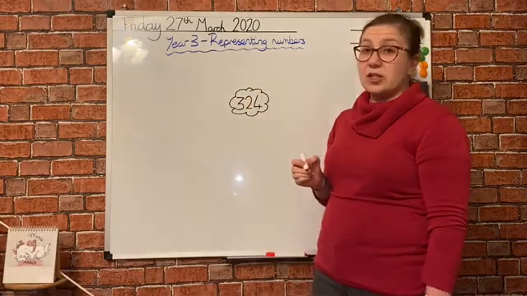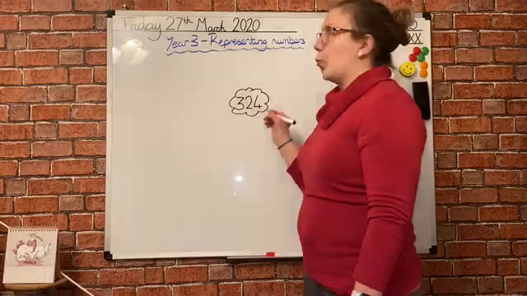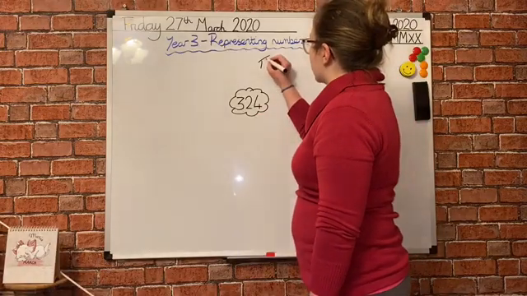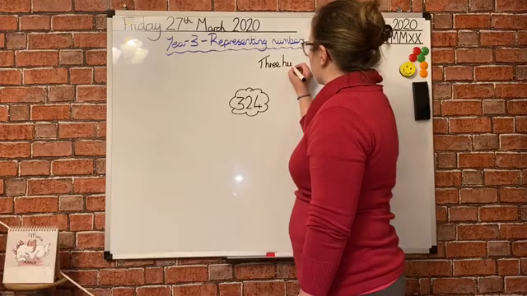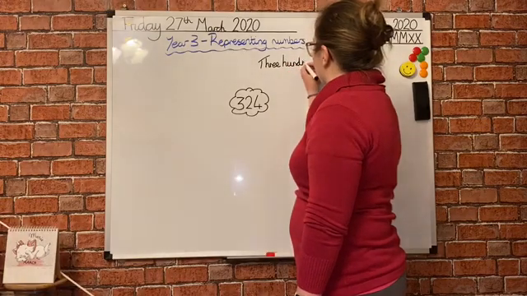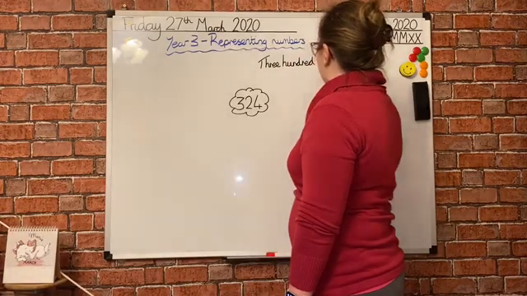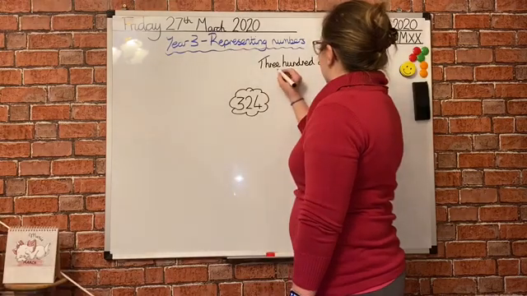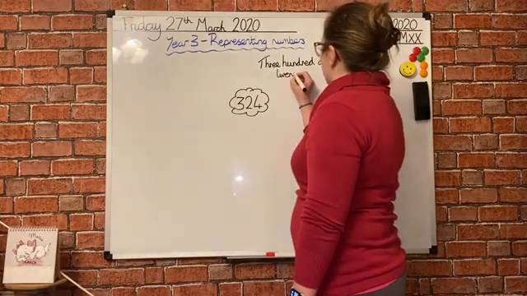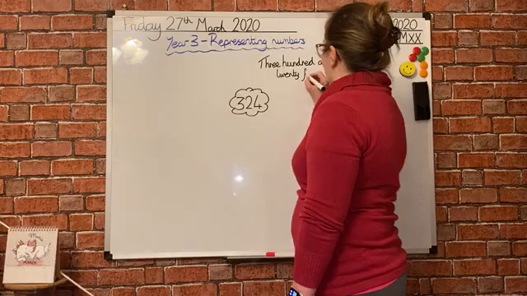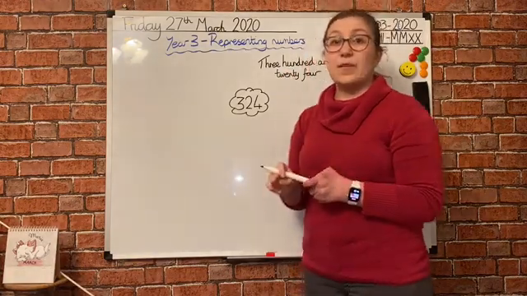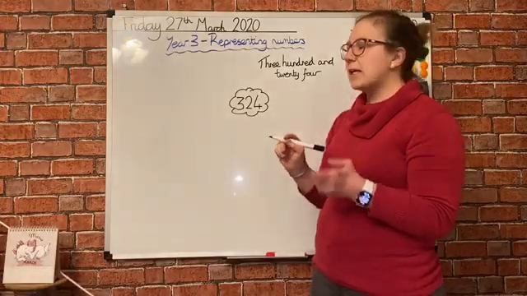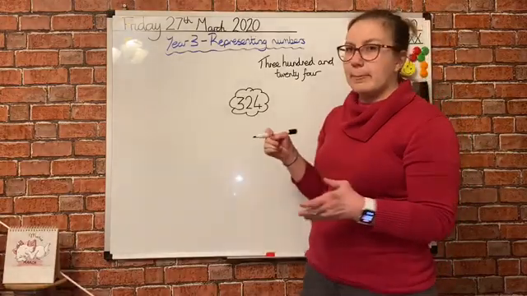And the first thing I can do is I can write this number in words. So 300 and 24. That's my first way. The second thing I can do is think about what this number looks like.